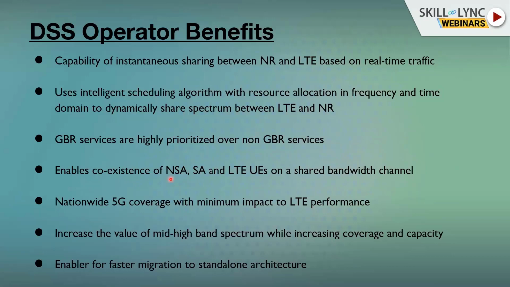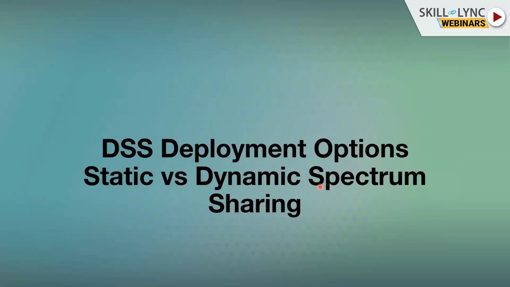Also, it enables coexistence of non-standalone, standalone, and LTE UEs in a shared bandwidth channel. Obviously the bandwidth channel is the same. It's the same FDD carrier that we're using. So when LTE and NR are sharing that, we call it a shared carrier. So in various deployment scenarios, non-standalone and standalone, the LTE UEs are working on a shared bandwidth channel. We spoke about the nationwide coverage. We spoke about the high band spectrum being used for increased coverage and capacity. So that's our carrier aggregation scenario. And also it allows for a faster migration to standalone architecture.